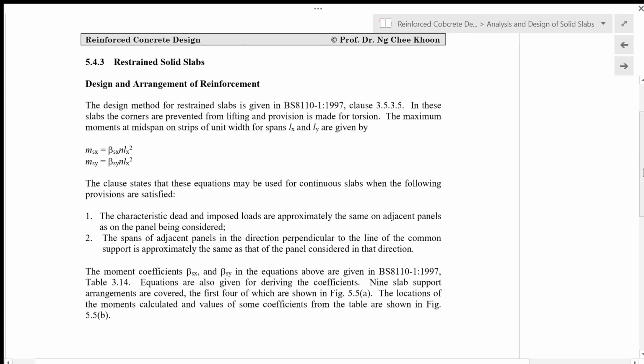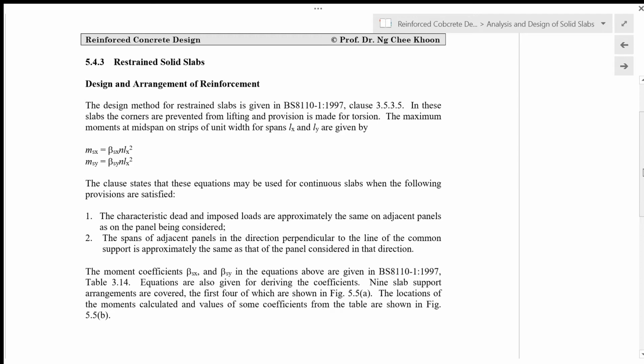Now let us look at restrained solid slabs. So first we look at the design and arrangement of reinforcement. The design method for restrained slabs is given in BS 8110 Part 1, 1997, Clause 3.5.3.5. In these slabs, the corners are prevented from lifting and provision is made for torsion.